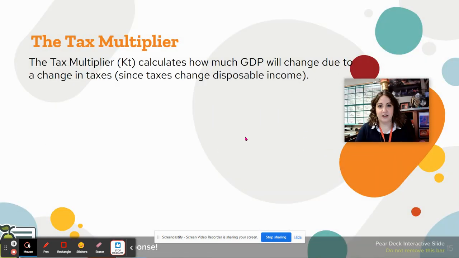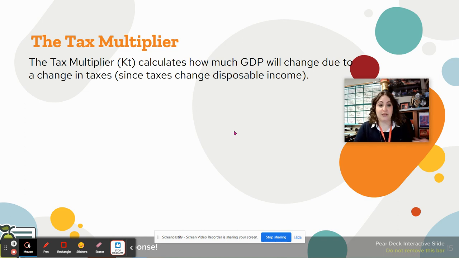The tax multiplier works a little bit differently. You can change GDP by just spending more, like changing the variables of GDP, like C, I, G, X, N. Those are all spending. Or you can manipulate how much people have to spend by changing taxes. So the tax multiplier, just like KS, is an equation, and it calculates how much GDP will change when there's a change of taxes, because this affects how much income you have if the government taxes more or less.